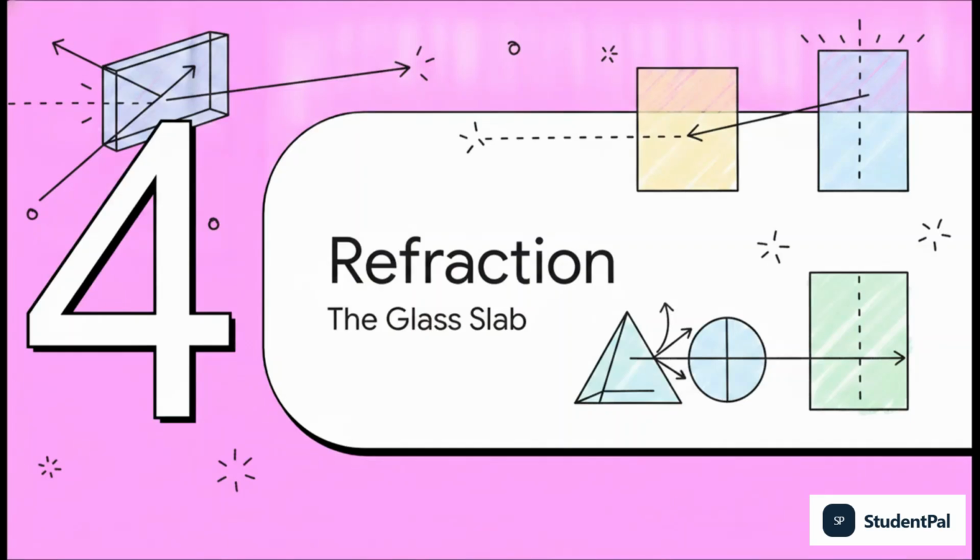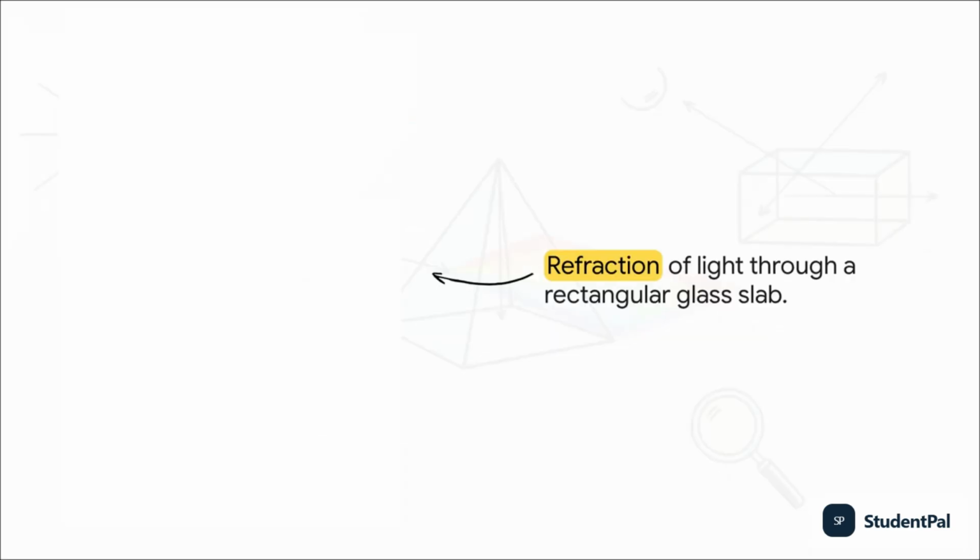All right, moving into part 4, refraction and the glass slab. So far, we've talked about bouncing, but let's introduce a massive plot twist. What happens when light doesn't bounce off an opaque surface, but actually smashes right through a clear, transparent medium? This, my friends, is called refraction.